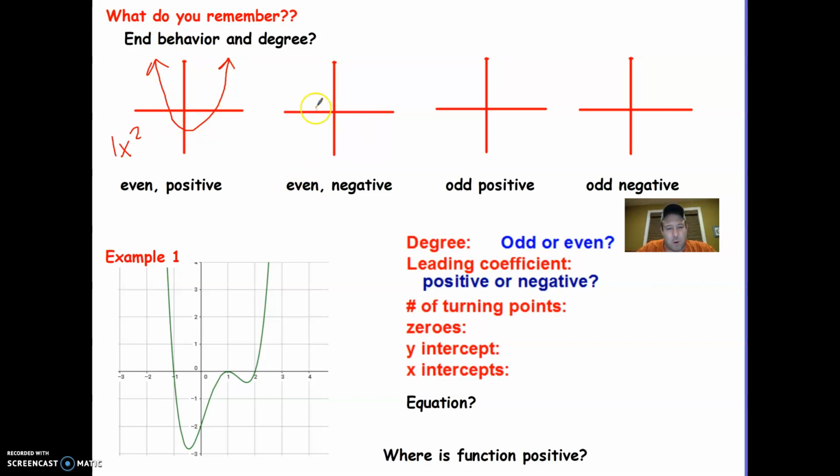Now, if it's an even degree and it's a negative leading coefficient, then you know it's going to go down. So that's the difference between these and these. Both end behaviors will go up towards positive infinity here, and here both end behaviors go down towards negative infinity.